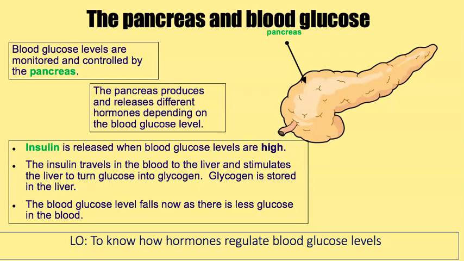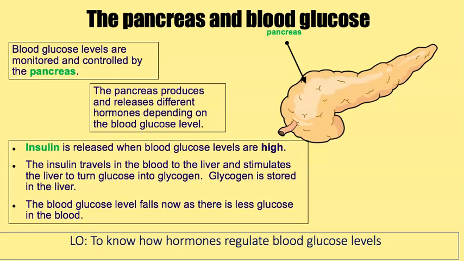So just go over that one more time. Blood glucose levels are too high. Your pancreas detects this and releases insulin. The insulin travels by the blood to the liver, and the liver will then take the glucose out of the blood and turn it into our storage molecule called glycogen. That causes your blood glucose level to fall back to where it should be.